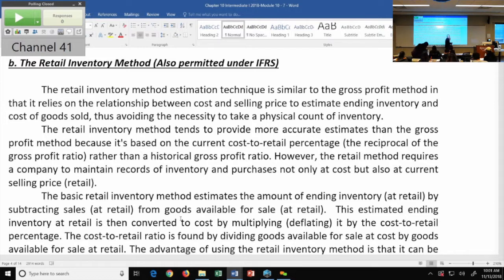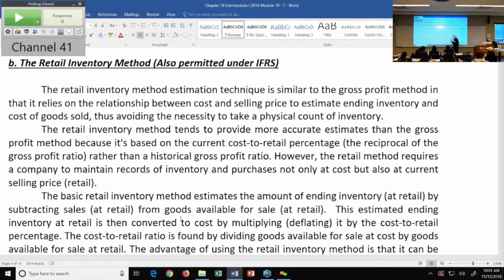We already looked at the gross profit method, and this is known as the retail method. This is also permitted under IFRS. Retail methods are permitted for not only internal but also external reporting. They can be used for annual reports as well as interim. The gross profit method cannot be used for external reporting.